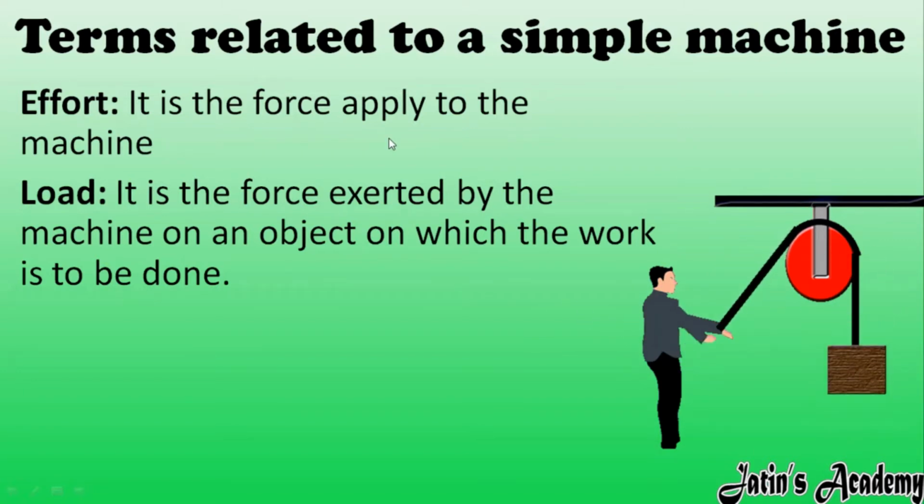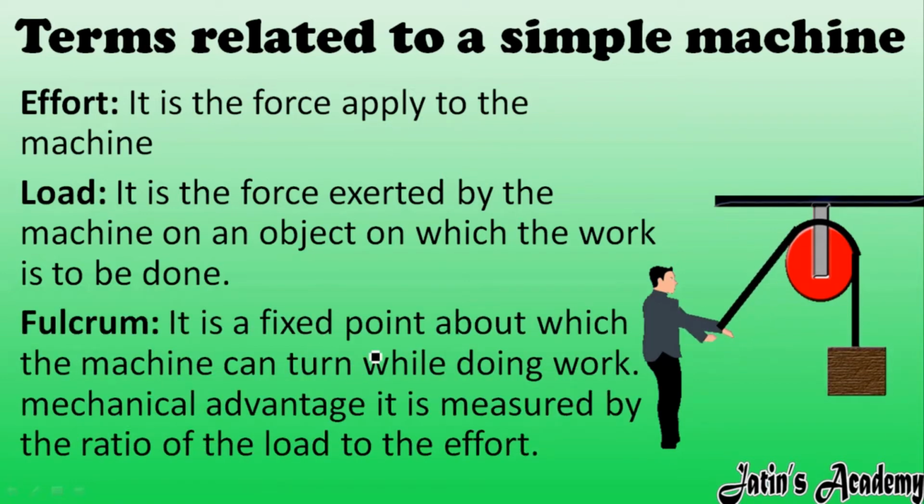Okay, a term related to simple machine is fulcrum. So what do you mean by fulcrum? It is a fixed point. It is a fixed point about which this simple machine is going to rotate while doing work. This fixed point is known as fulcrum.